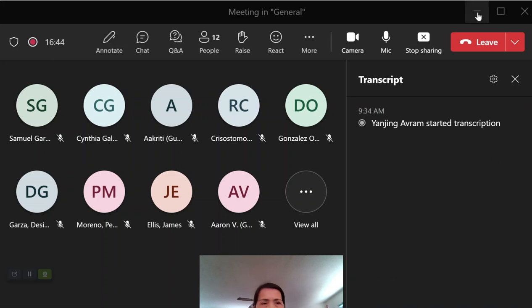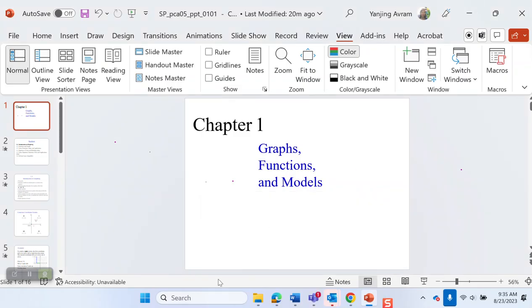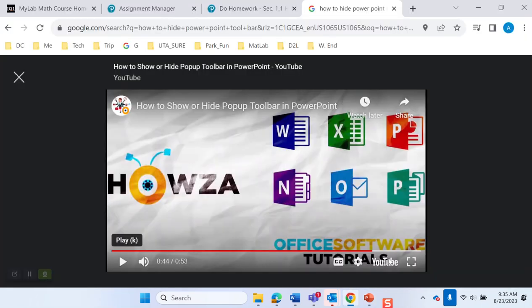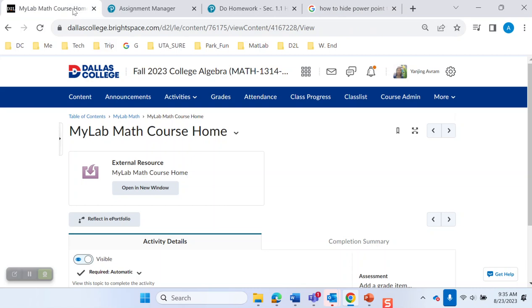Okay, so we're gonna go ahead and show you a little bit of the course. I still get some emails from people asking how to access the course, so let me do a very quick review again. You will go to DallasCollege.brightspace.com, or you can go to the Dallas College homepage, go to the online tour, and click on eCampus. It will take you to here.